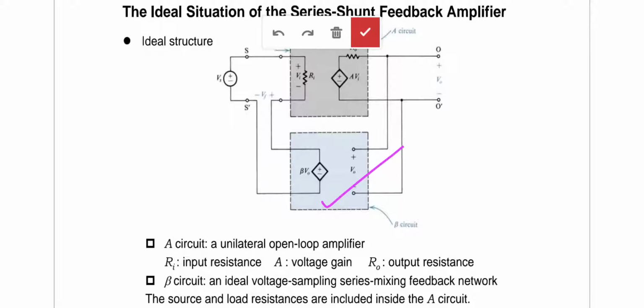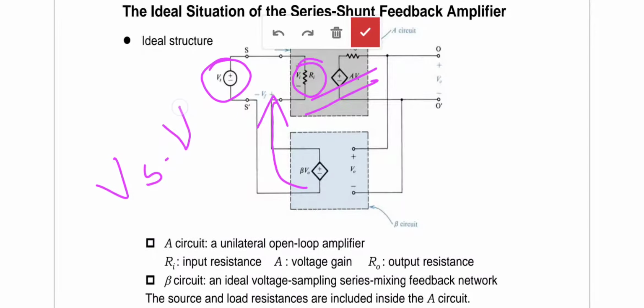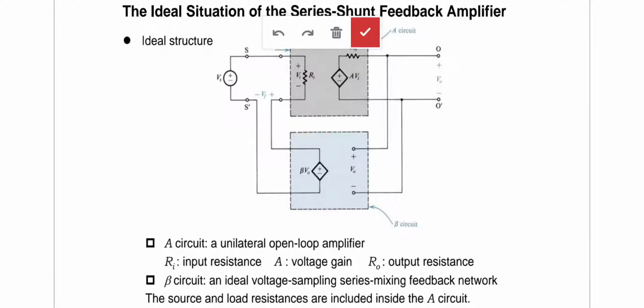So here series mixing is happening. So series connection, Vs is the source voltage, Vi is the input voltage of the amplifier. So Vs is mixed with Vf. So Vs minus Vf is equal to Vi. So here the mixing happening is series mixing, that means voltage. Output shunt sampling or voltage sampling has been happening at the output. So this is the ideal structure of a series shunt feedback amplifier.